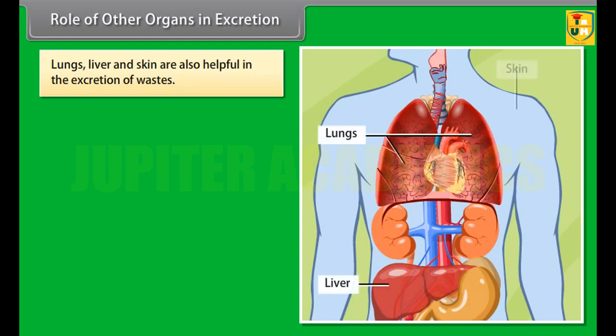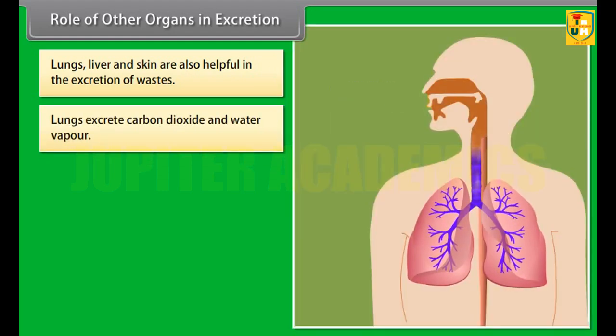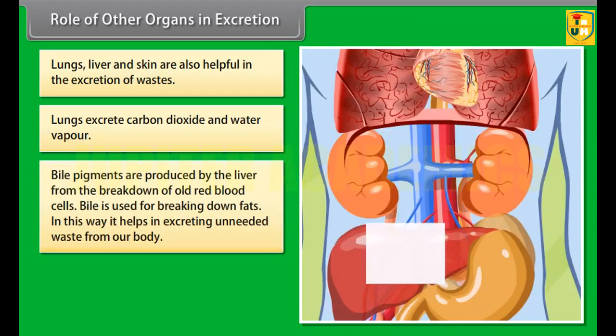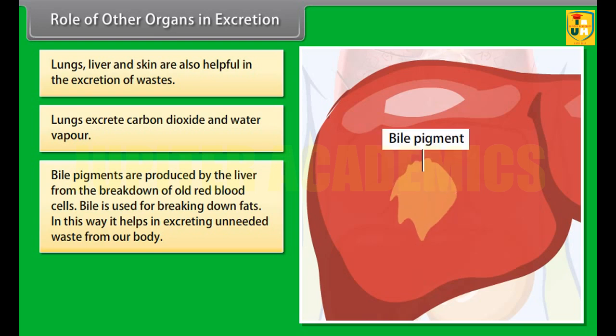Lungs, liver and skin are also helpful in the excretion of wastes. Lungs excrete carbon dioxide and water vapor. Bile pigments are produced by the liver from the breakdown of old red blood cells. Bile is used for breaking down fats. In this way, it helps in excreting unneeded waste from our body.